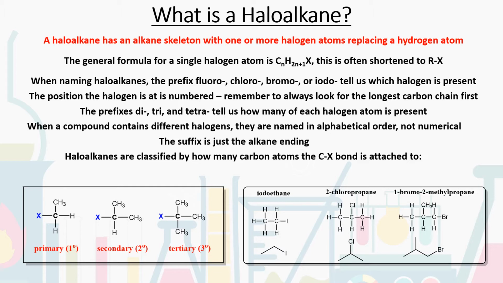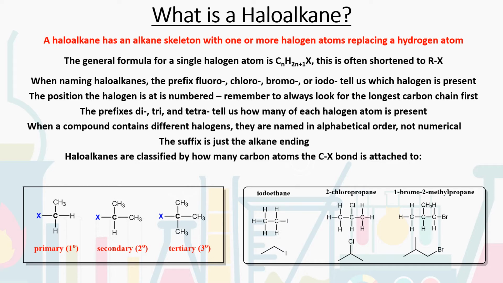Now the general formula for an alkane, remember, is CnH2n+2. And so the general formula for a single halogen atom haloalkane is CnH2n+1X, where X is whatever halogen we've put on. And quite often it's just shortened to be RX, where R represents the carbon chain.